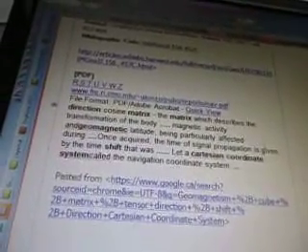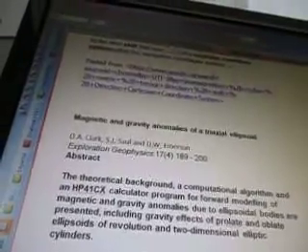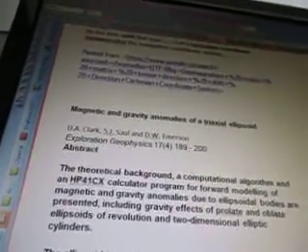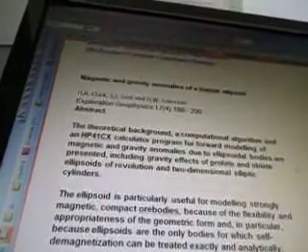Direction cosine matrix, the matrix which describes the transformation of the body, magnetic activity, and geomagnetic latitude being particularly affected during. And then magnetic and gravity anomalies of triaxial ellipsoid from D.A. Clark and Saul and Emerson.